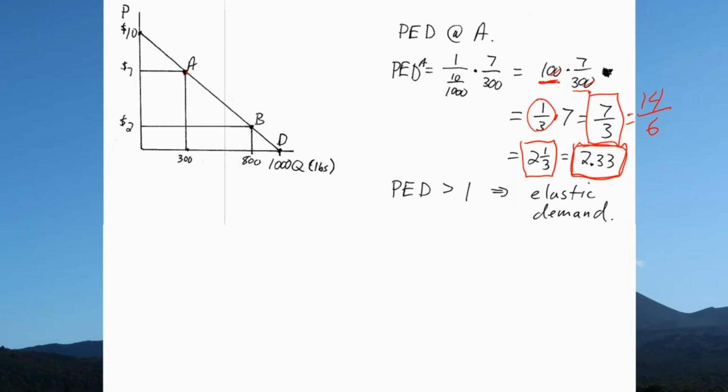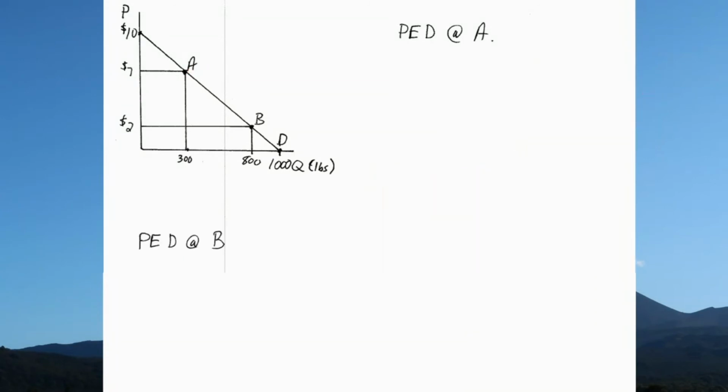Now, the other question that might be asked about it is, at point A, is demand elastic or inelastic? And here, because PED is greater than 1, demand, of course, is elastic. And that's our definition of elastic demand. Okay, next question. Do it again. What's the price elasticity of demand at B?